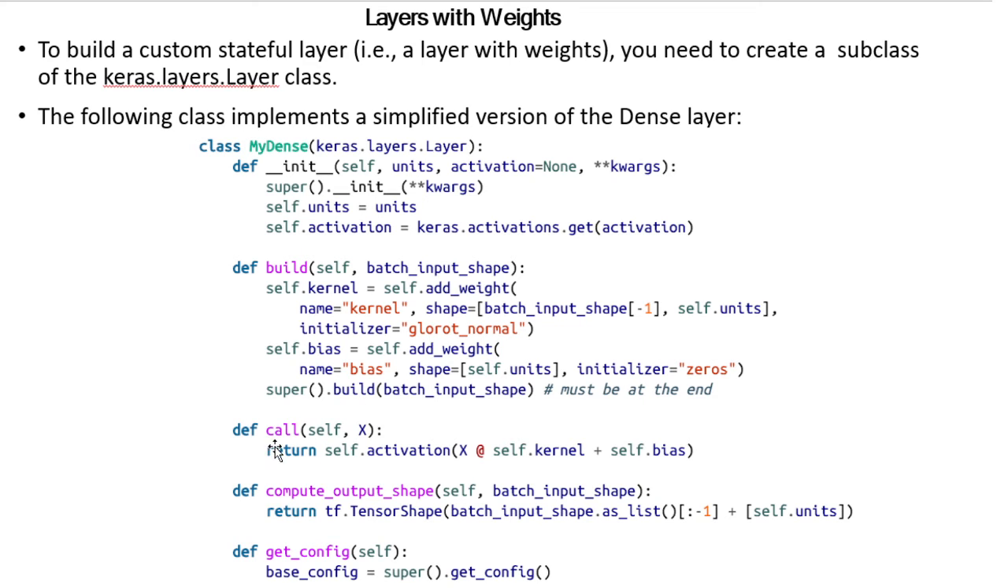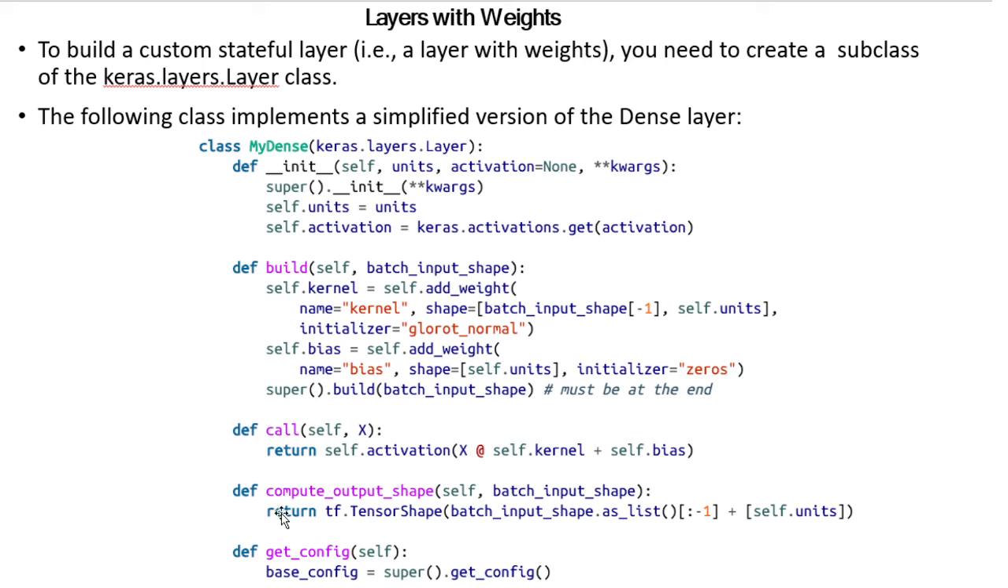Now let's move on with the next method, that is call. In this call method, it basically performs the desired operation. The operation that we are performing here is the matrix multiplication of the input x with the kernel, that is the weight, plus the bias. On top of that, we apply the activation function to the result. This gives us the output of the layer.